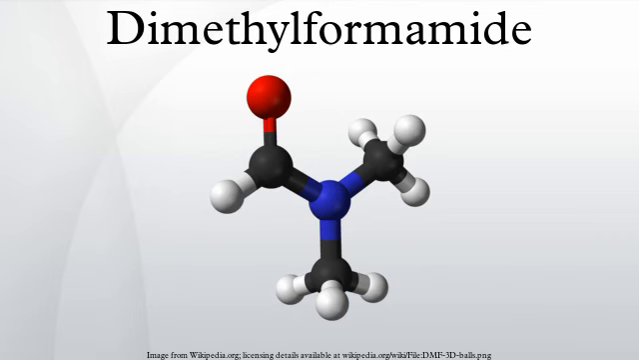Dimethylformamide can be synthesized from methyl formate and dimethylamine or by reaction of dimethylamine with carbon monoxide. Dimethylformamide is reactive towards strong bases such as sodium hydroxide or strong acids such as hydrochloric acid or sulfuric acid, and is hydrolyzed back into formic acid and dimethylamine, especially at elevated temperatures.